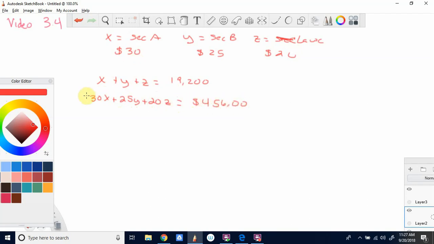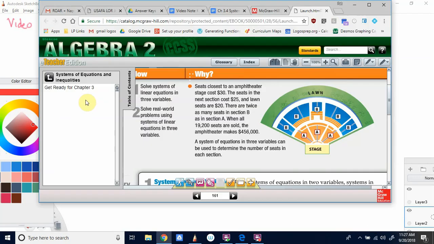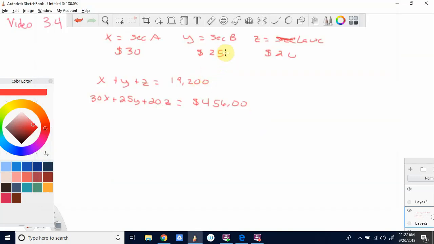Now we need one more, obviously, and they give it to us. It says there are twice as many seats in section B as in section A. So B is Y, so our equation is going to be Y equals 2 times X, because there's twice as many in Y. So now we have our system. There are 2 ways of doing this. We can start with these 2 and then plug Y in, or we can directly substitute 2X into both of these Y's here. So let's do that.